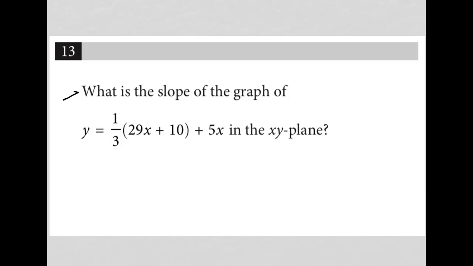So this question says, what is the slope of the graph? And we have this equation, y equals 1/3 (29x + 10) + 5x in the xy plane. So I think that my mind, at least here, goes immediately to y equals mx plus b as a form that I think I should be able to convert this equation into.